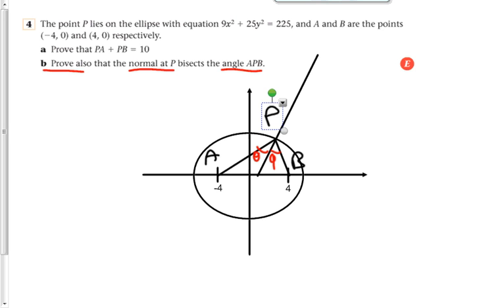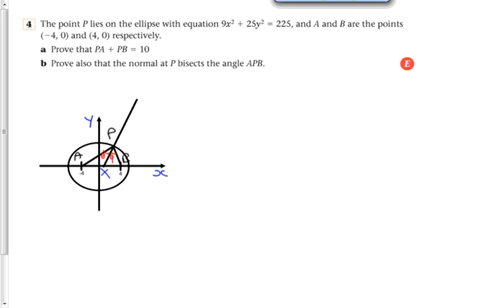Where do we begin? Let's consider where the normal cuts the x-axis. This is the x-axis, and this is what we call the y-axis. It cuts the x-axis at the point, let's call it capital X, it doesn't matter. How do we work out where the normal cuts the x-axis? Well, first of all, can we find the equation of the normal?